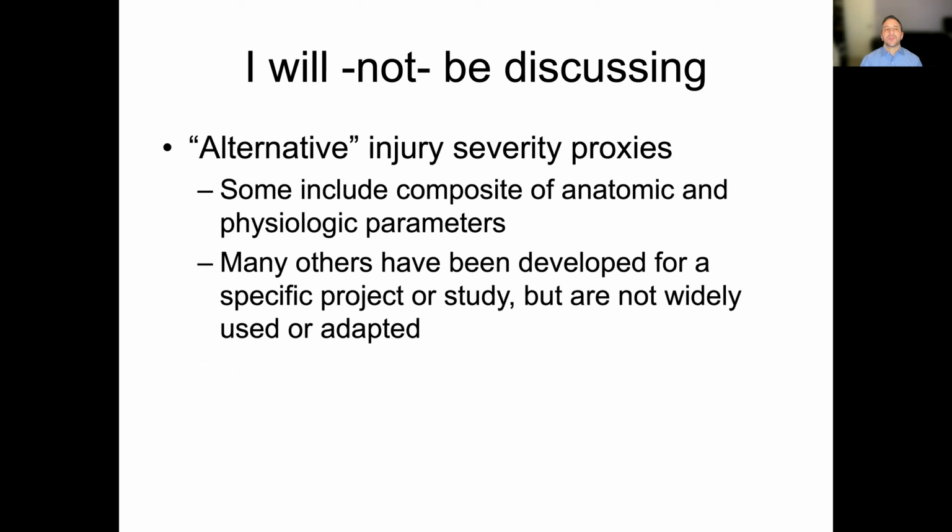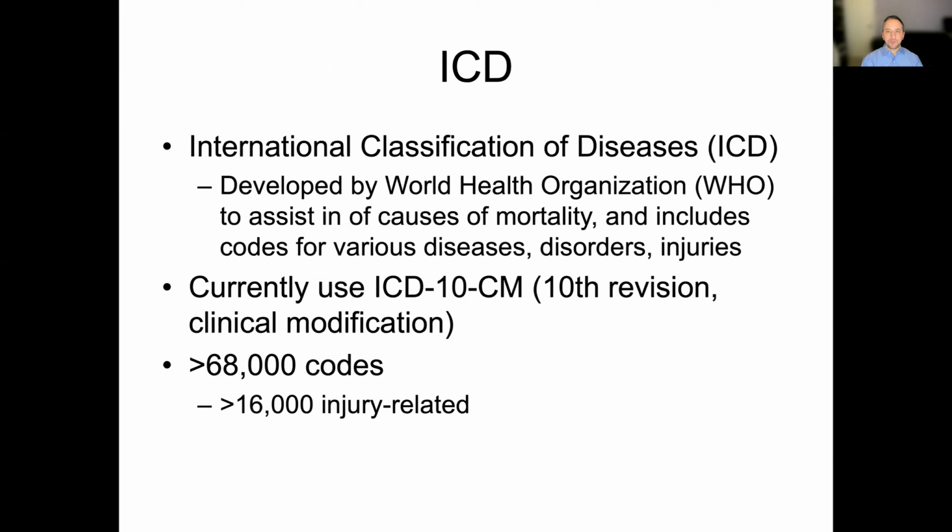I also won't be talking about alternative injury severity proxies. There have been some created that are composites of both anatomic and physiologic parameters. So it's like, okay, I have a brain injury, I have a bleed here, and the patient had a low blood pressure or was hypotensive. We won't be talking about that. There have been a number of alternative injury severity proxies and lexicons developed for a specific project or study, but they're not widely used, adapted, or validated. So I'll be focusing just on ICD and AIS, which I'll talk about in more detail.